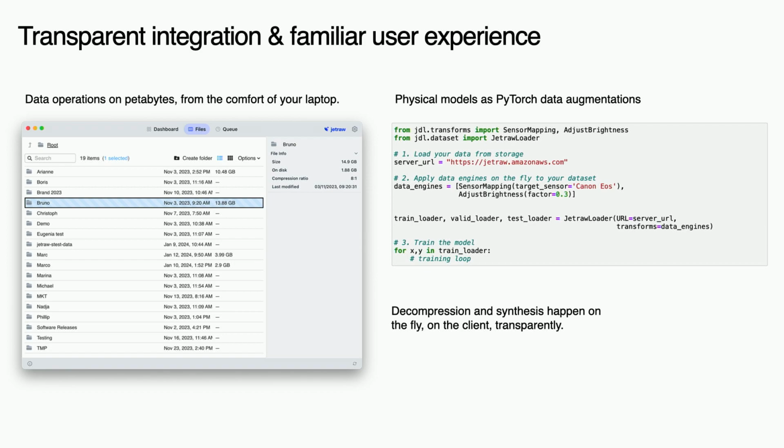And you can deal with petabytes of data just as you would your files on your laptop with a simple file browser. And these also represent data sets which you can load through a data loader like PyTorch or other, which represent both the real data that you have, but also the synthetic data.